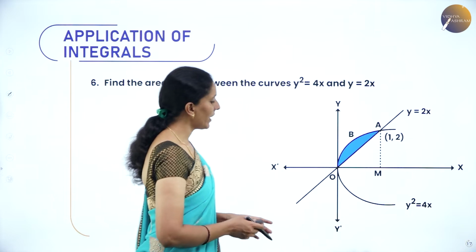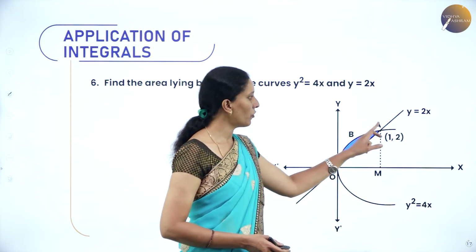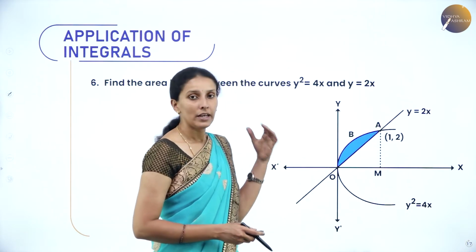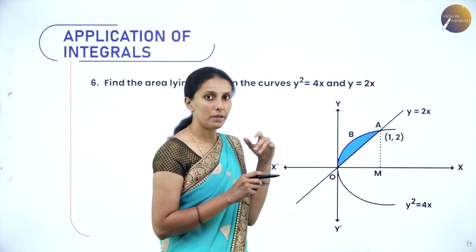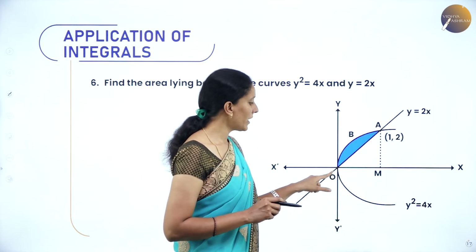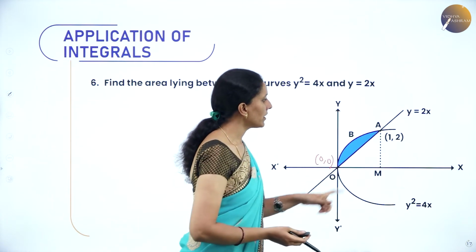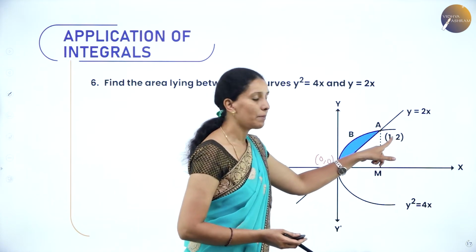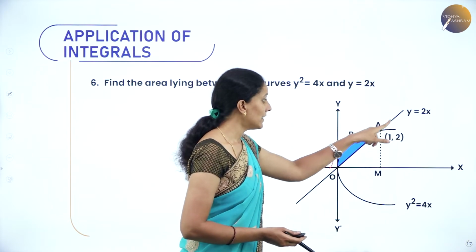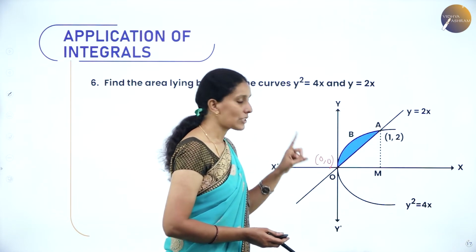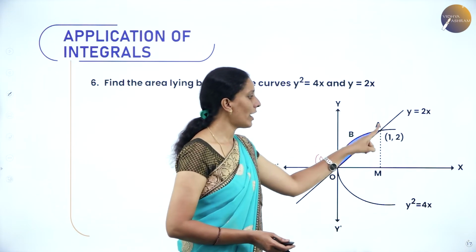So roughly I have taken a diagram, y square is equal to 4x and the line y is equal to 2x. So clearly they have not mentioned the limits here. Since both meet at the origin, the first limit is 0. What about the second limit? Here I have marked 1, 2. So this curve and the line touch at 0, 0 and 1, 2.